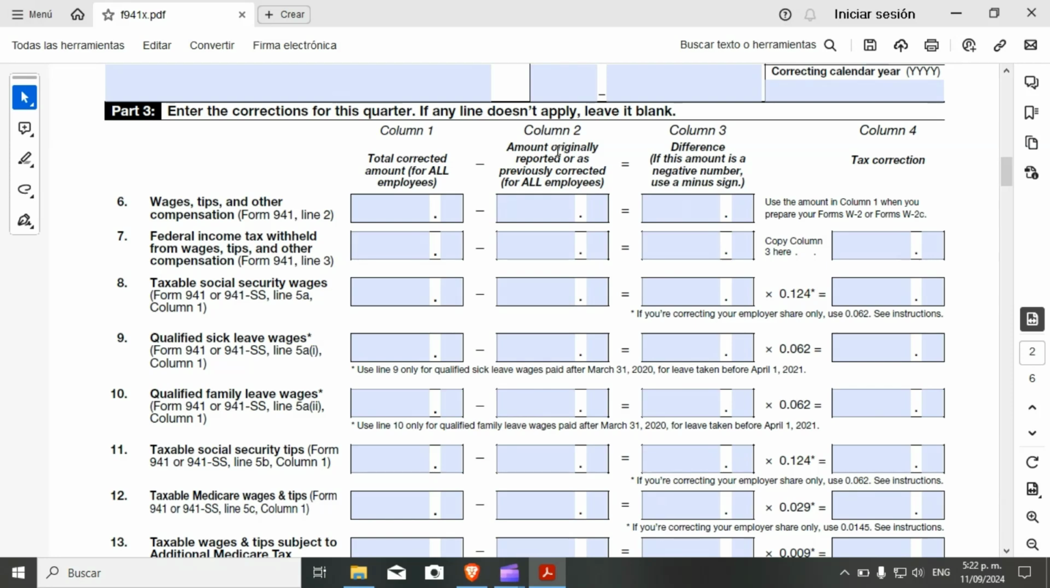So column two is going to put all of the original information. Everything that you put in the original 941, you put that same exact thing here in column two, okay, for all of these. And now I'm going to give you the information for the corrected information, okay?